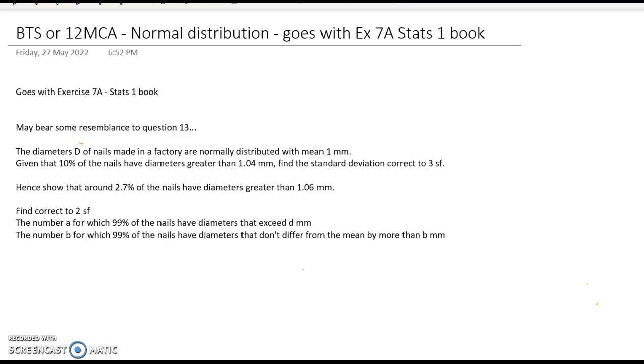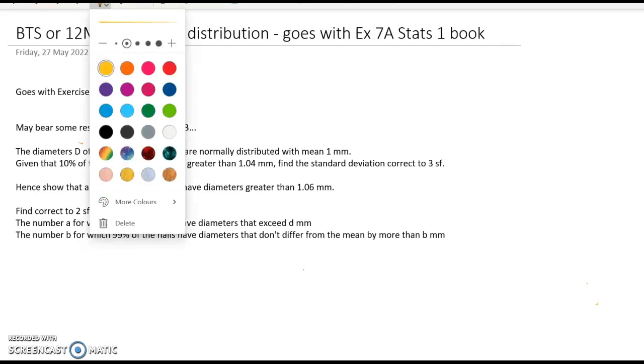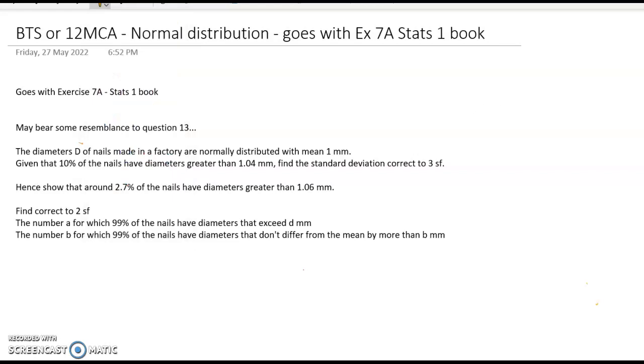So looking at it quickly, there's one bit in here that is a really easy normal problem, but the first bit is what we call an inverse normal problem. I've changed it a tiny bit for copyright reasons, but it goes along with question 13, right? So we've got nails that are made in a factory and they're normally distributed with a mean of 1 millimeter. So straight away, we can draw a picture and those nails are being labeled as D. The mean is at 1. We're told that 10% of them have got diameters greater than 1.04.